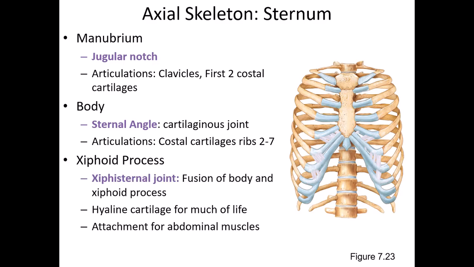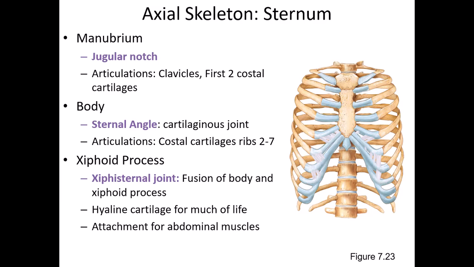The xiphoid process is the little projection, most inferior on the sternum. It is made out of cartilage, hyaline cartilage, for a long portion of life. So it makes up the xiphisternal joint with the body, and it is cartilaginous as shown in this picture for up to a good 40 years.